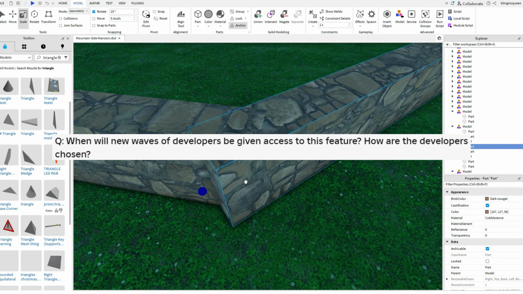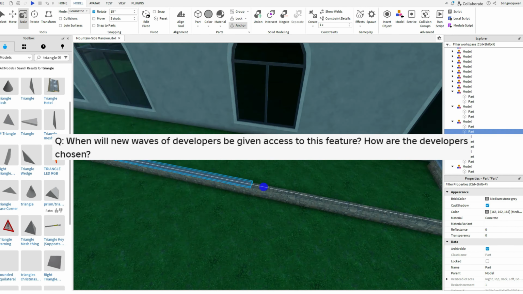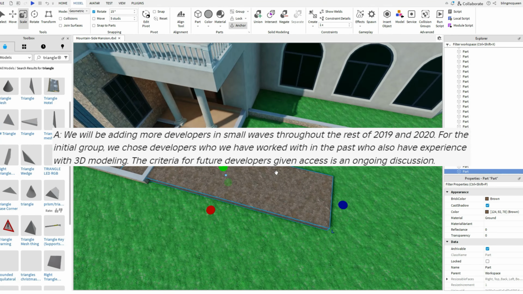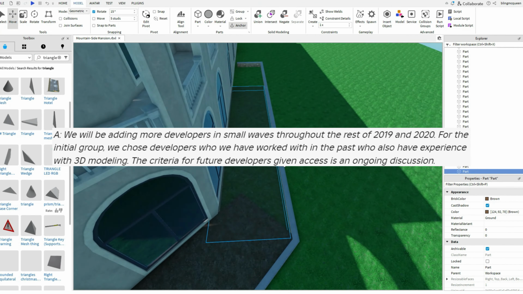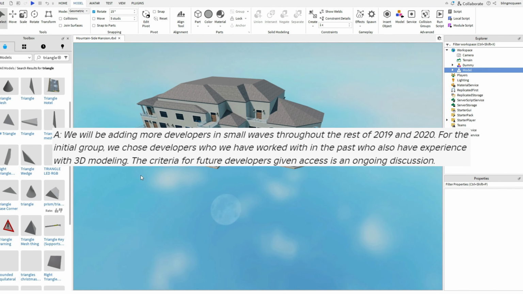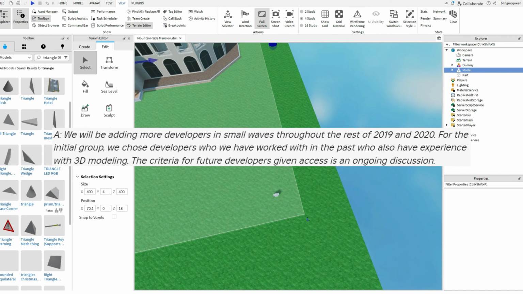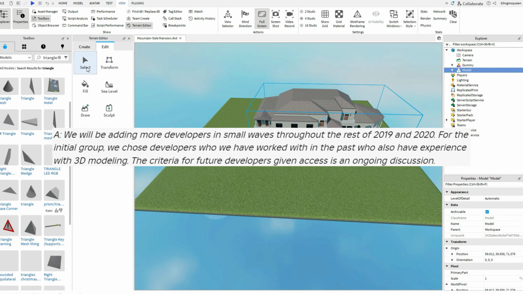Question: when will new waves of developers be given access to this feature? How are the developers chosen? Answer: we will be adding more developers in small waves throughout the rest of 2019 and 2020. For the initial group, we chose developers who we have worked with in the past, who also have experience with 3D modeling. The criteria for future developers given access is an ongoing discussion.